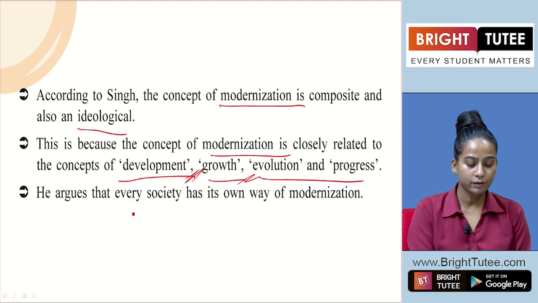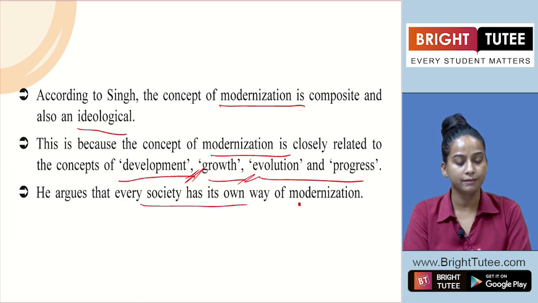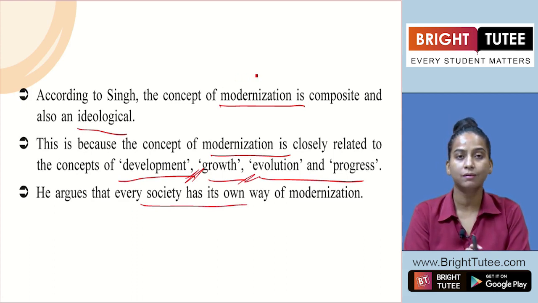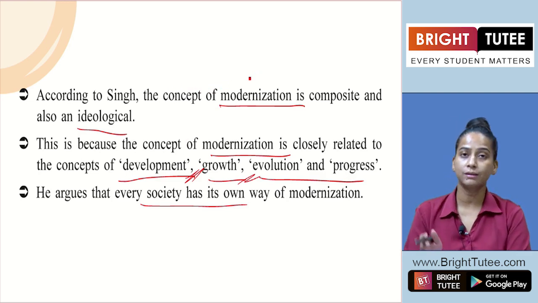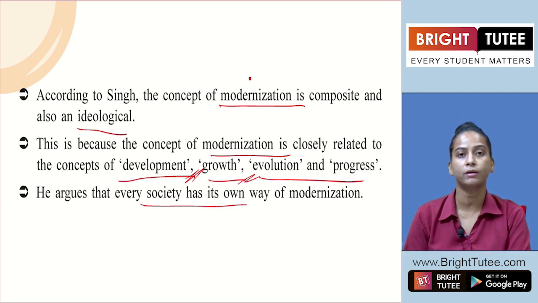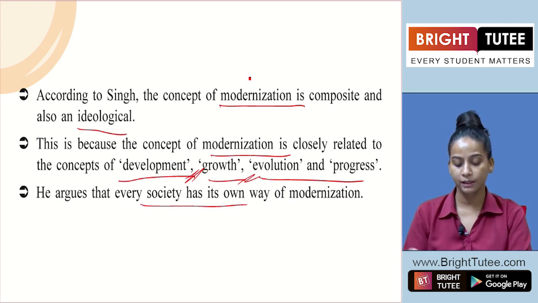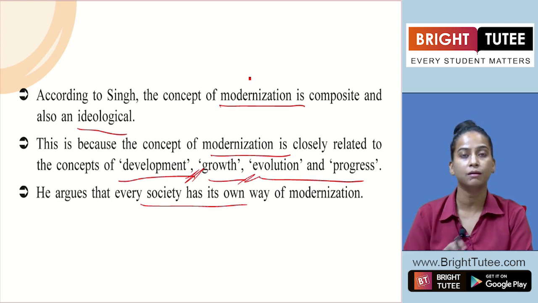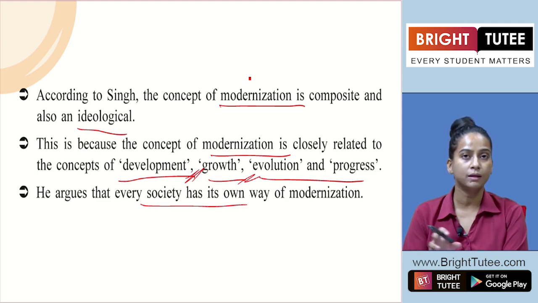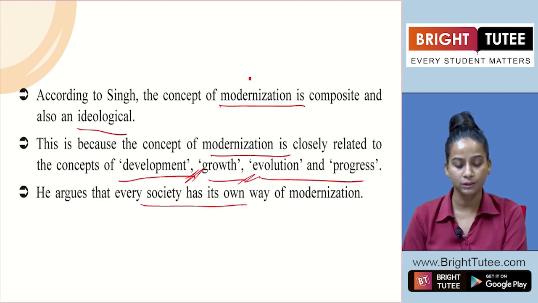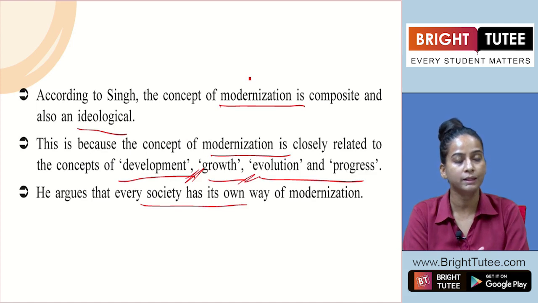Besides that, he also argues that every society has its own way of modernization. He maintains that the process of modernization is grounded in the specific cultural and structural history of a society. So in this sense, it could be concluded that Indian modernity is not a replica of Western modernity. It has not simply been taken from Western countries, but has a unique identity and adaptive features which are very well visible in Indian society.